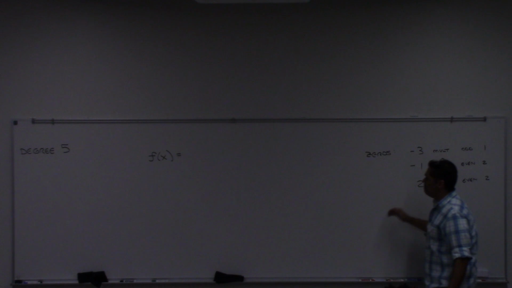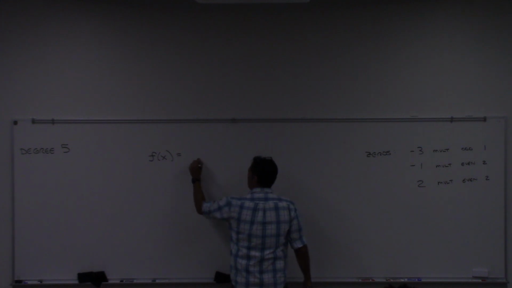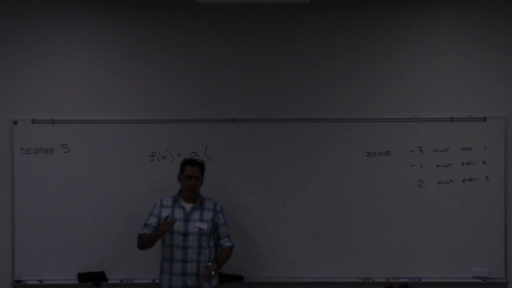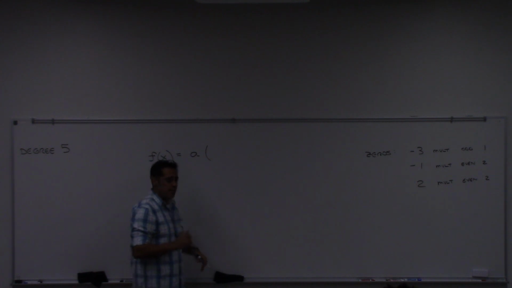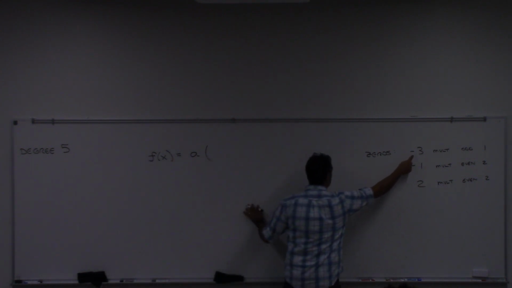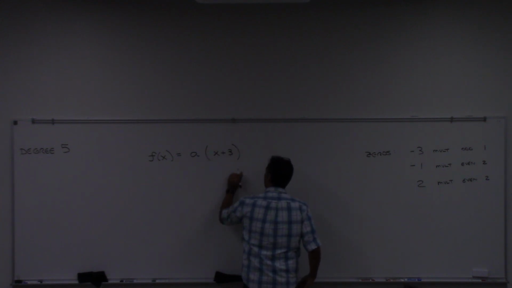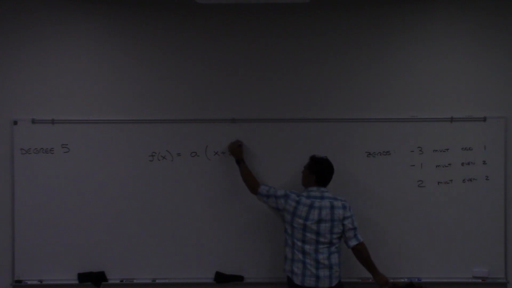So now what I do is I come over here to create the function. Now this is the part I think is still misunderstood. There's some number in front that I don't know. That controls the stretch or the flipping of the graph, which I will illustrate for you in a second, all right? So I know that my first 0, x minus 3, means that I must have a factor x plus 3, and that must be to the first power.